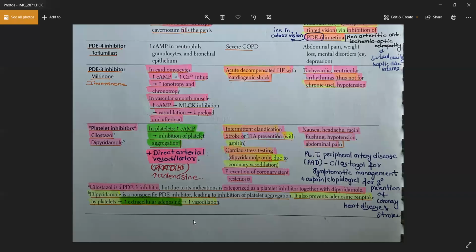And cilostazol is also a phosphodiesterase 3 inhibitor. And dipyridamole inhibits the uptake of adenosine in the platelet so that the adenosine concentration can be increased in the blood vessels, and it can cause vasodilation. Very important.